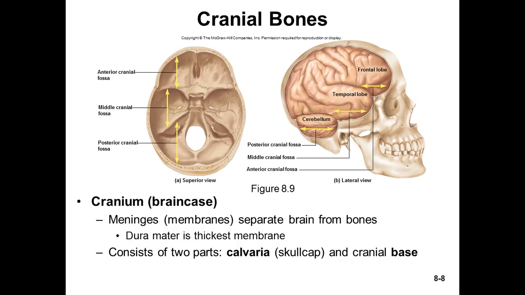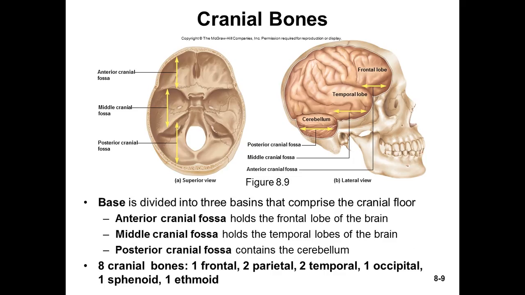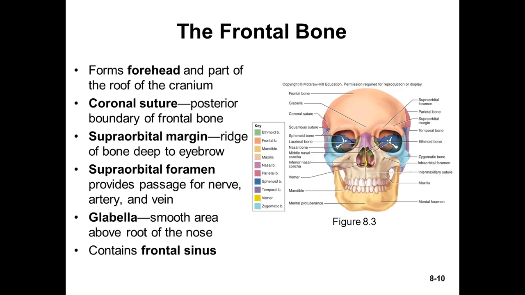There are meninges, which are membranes that we're going to talk about later in the semester, that separate the brain from the bone. So the meninges actually protect the brain, covering it, protecting it from the bones that make up the skull, or the cranial bones. You have your dura mater, which is your thickest, the arachnoid, and your pia mater. There are actually 3 of them. So you have one frontal bone, 2 parietal, 2 temporal, 1 occipital, 1 sphenoid, and 1 ethmoid.